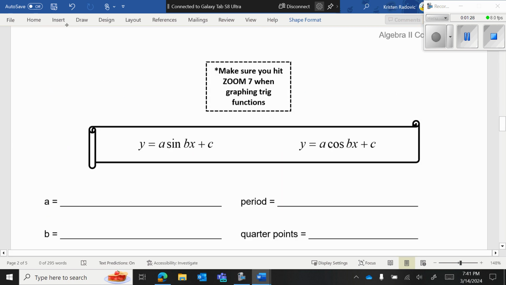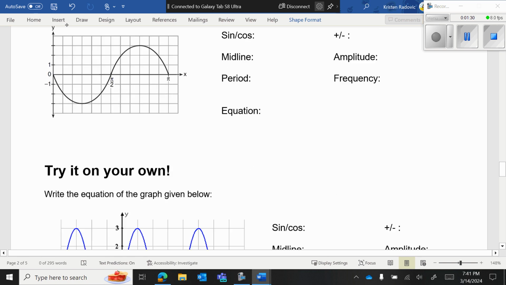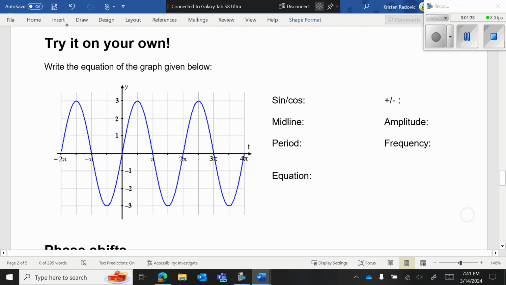We're going to scroll down to one of these questions. Now, for this question, in order to figure out the equation, you have to identify all the components. The first thing you want to do is identify where you start. This graph starts on the y-axis, specifically at the midline, the middle, and we are going up.